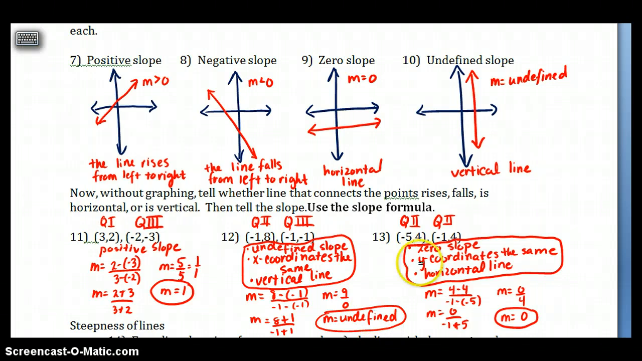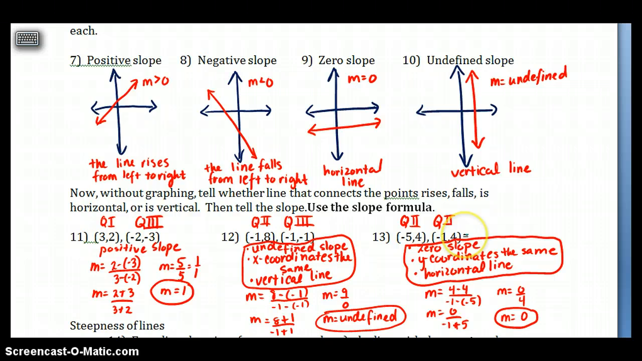Now let's look at number 13, -5, 4, and -1, 4. Oh, notice they have the same y coordinate. So if you think about it on a number line, these are both in quadrant 2. It's going to be a horizontal line, which has 0 slope. And again, those y coordinates are the same.